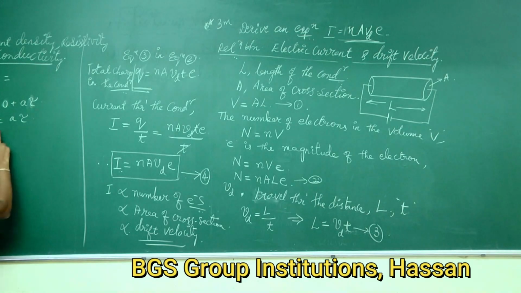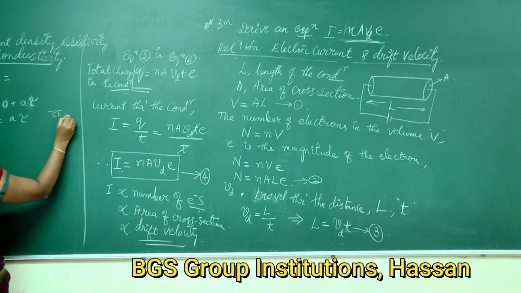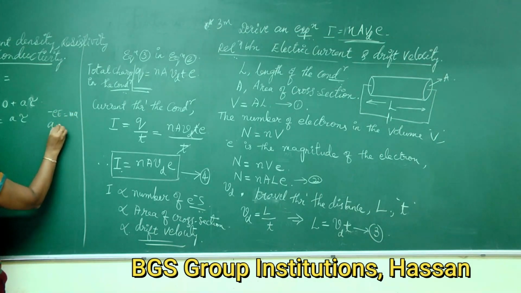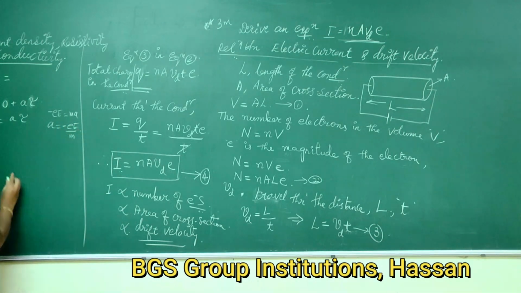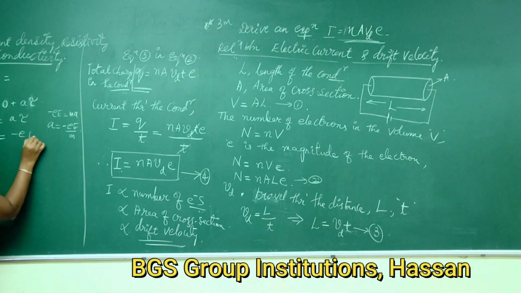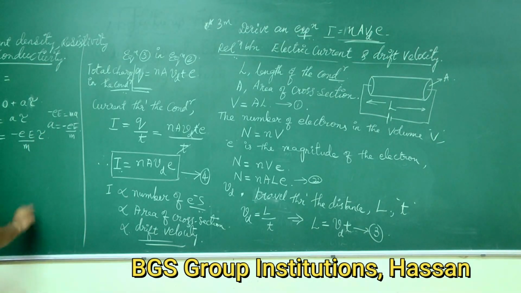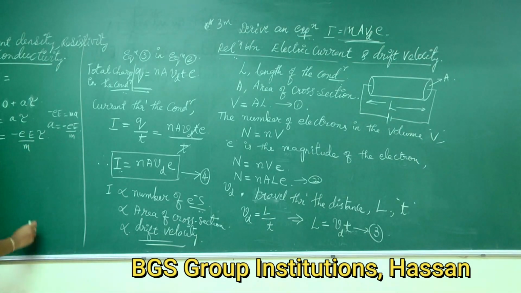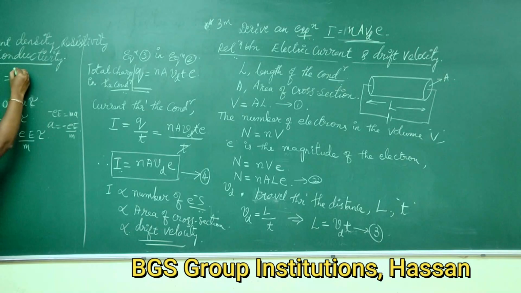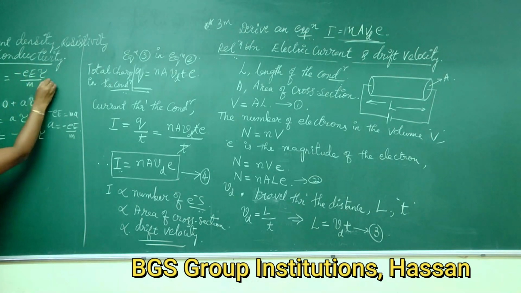And what is the value of a we have got there? We have got minus eE is equal to m a. a is equal to minus eE divided by m. On substituting the value, Vd is equal to minus eE by m into tau. So this was the expression for the drift velocity. Write down the value here, minus eE tau divided by m.